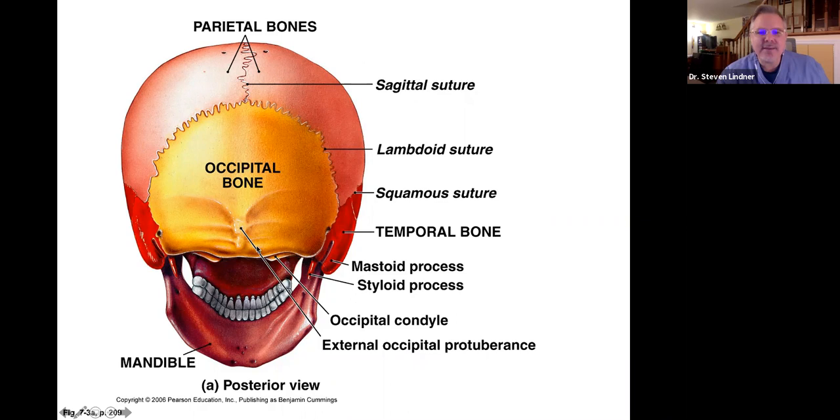Okay, behind the occipital bone, there is the EOP. EOP stands for external occipital protuberance. And if you put your hand behind your head, you're all going to feel a little bump back there in the center back. That's the EOP, the external occipital protuberance.